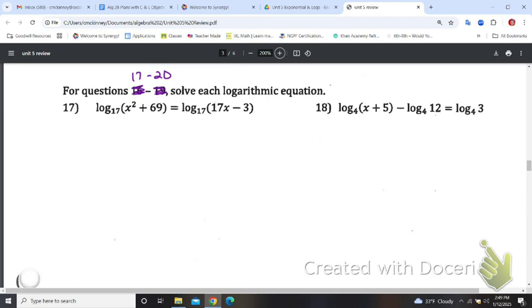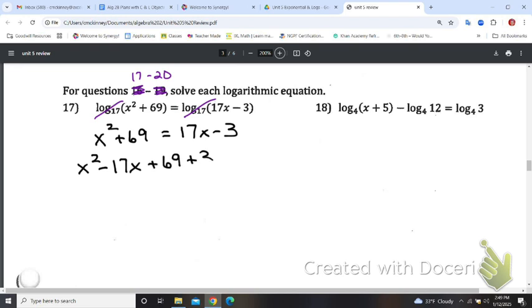All right, so there are logs on both sides, kind of like having the same base. So we can get rid of those, and then that creates an equation from the two arguments. We have an x squared, so everything's going to need to move to the same side. So my 17x is going to become negative 17x when I move it to the left. And my minus 3 is going to become plus 3, which I can, of course, add on to my 69. So now I have x squared minus 17x plus 72 is 0.